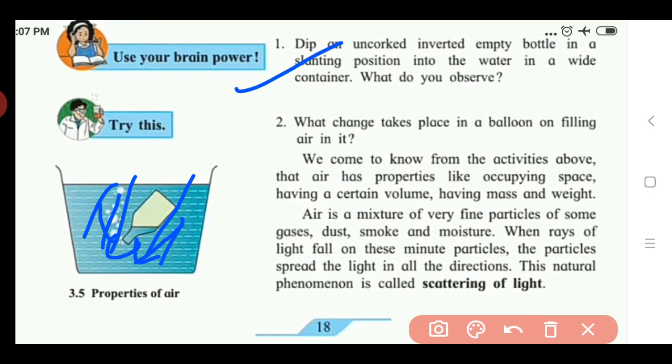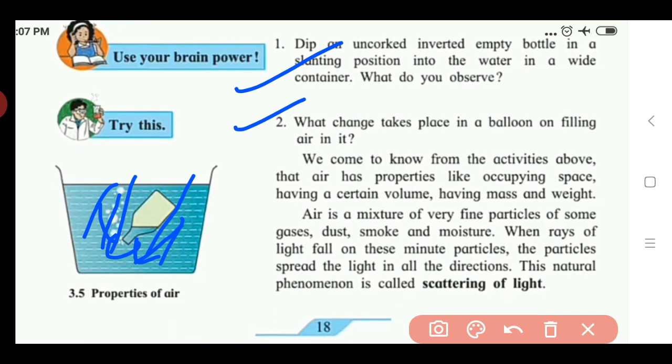Okay, in the next activity, in the next question, they ask what changes take place in a balloon on filling air in it. Means when we blow air inside a balloon, what happens? The size and shape of the balloon get changed. It becomes larger and larger when we fill air inside it. Means from this also we can say that, if we also weigh this balloon, what happens? This balloon gets lighter and it blows in the air when we leave this balloon.